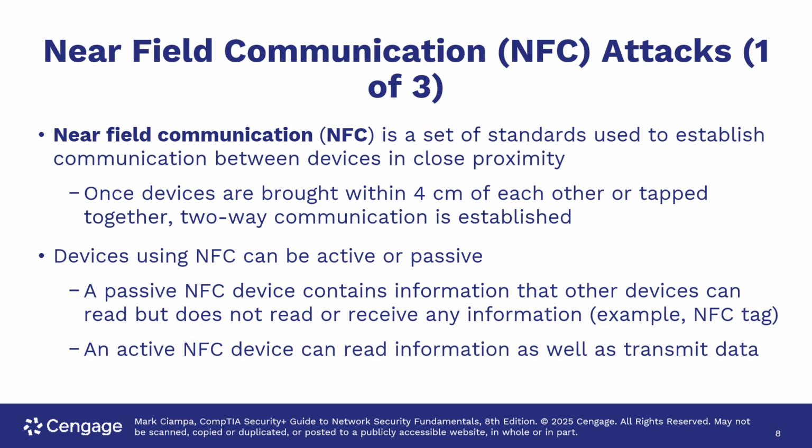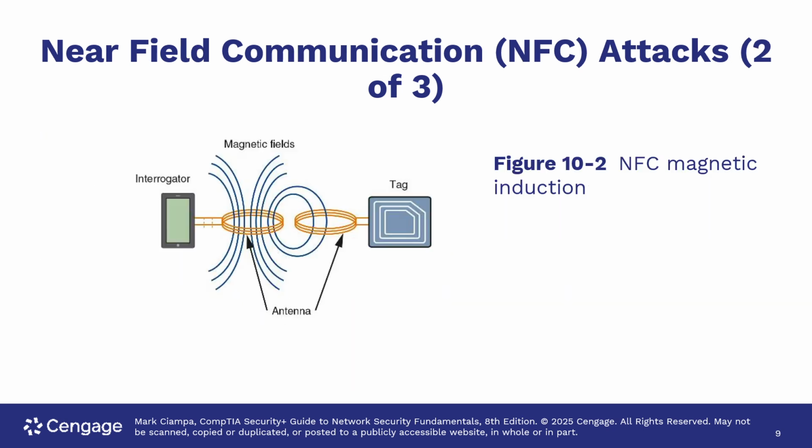A passive NFC device contains information that other devices can read, but does not read or receive any information. Example, an NFC tag. An active NFC device can read information as well as transmit data. So you can see here you have the interrogator, you have the magnetic fields that overlap, and you can read that tag.